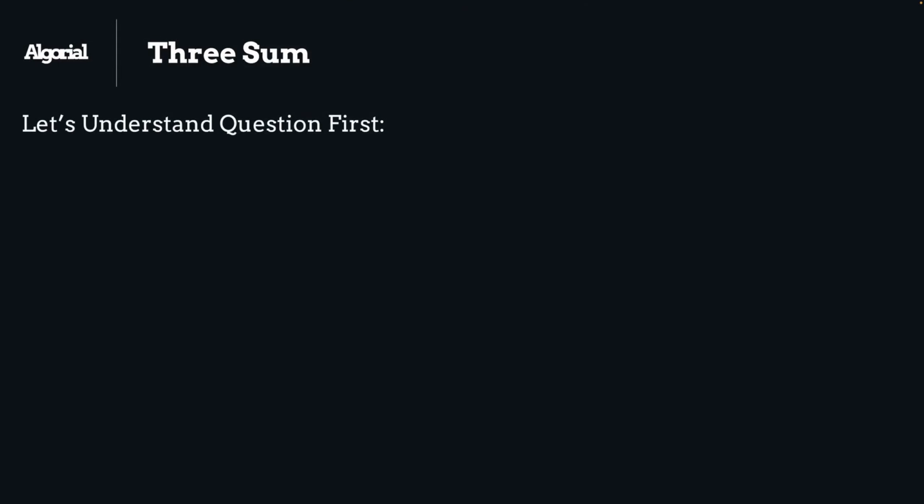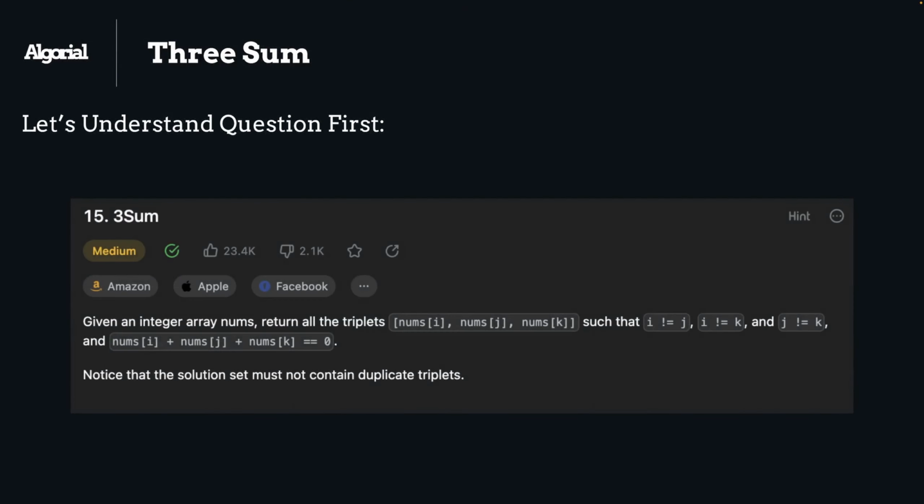Okay, let's go through the problem first. Given an integer array nums, return all triplets nums[i], nums[j], nums[k] such that i is not equal to j, i is not equal to k, and j is not equal to k, and the sum of all of these numbers together will give us 0. Notice that the solution set must not contain duplicate triplets.